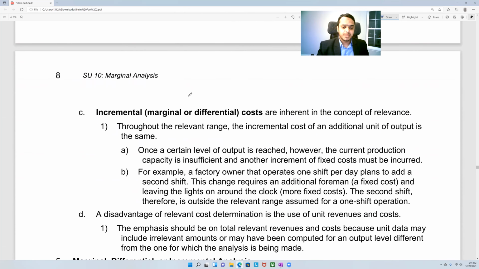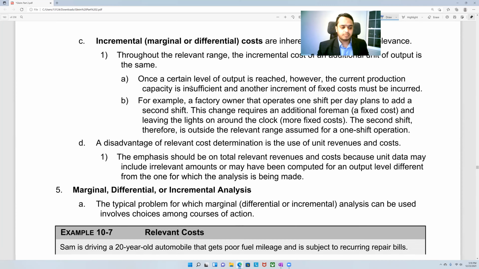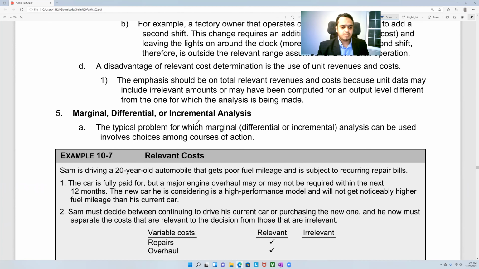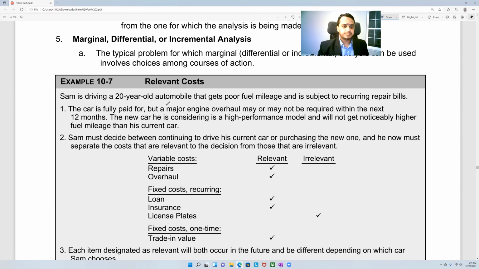Now, moving forward, incremental is nothing but your marginal and your differential cost, which we just did a few minutes back. What was it? The extra cost after every unit, or the extra revenue which is going to come after every unit. You take that balance, that's nothing but your marginal revenue, if you guys are getting it. Marginal, differential, or incremental analysis, as you can see here.